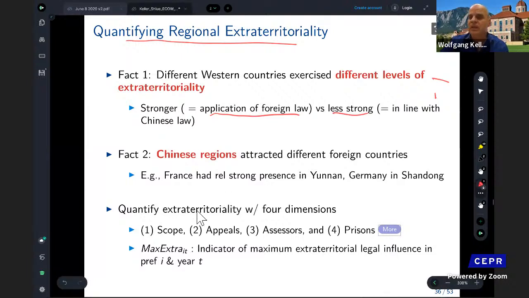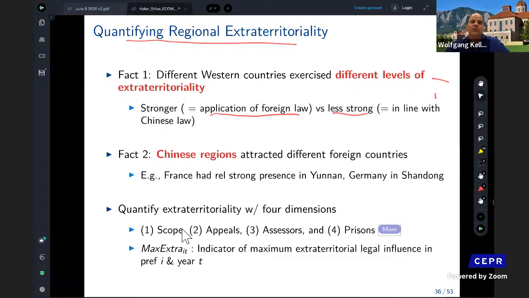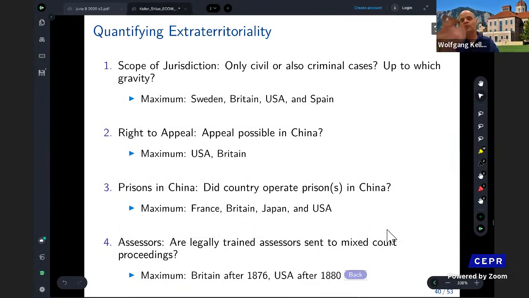And we're doing that in terms of 4 dimensions. These 4 dimensions are the scope of the jurisdiction, whether they were allowed appeals, whether assessors were allowed to go to mixed court proceedings, and whether these foreign countries had prisons in China. So I could talk for a couple of hours just about that. This is a super interesting part of the analysis, we think. But let me summarize this briefly. What's important is we're coding essentially these different strengths of extraterritoriality by which countries' consulates had the maximum that was present in China at the time.